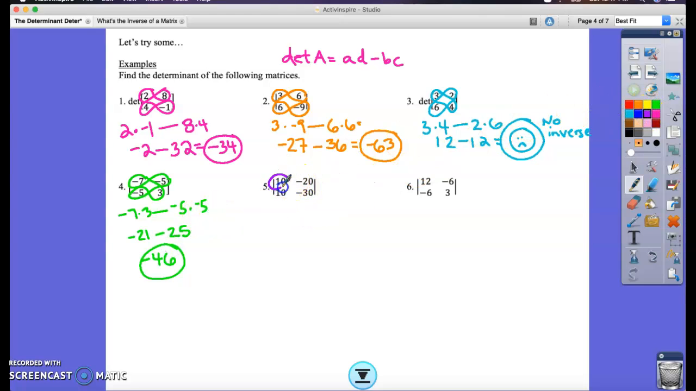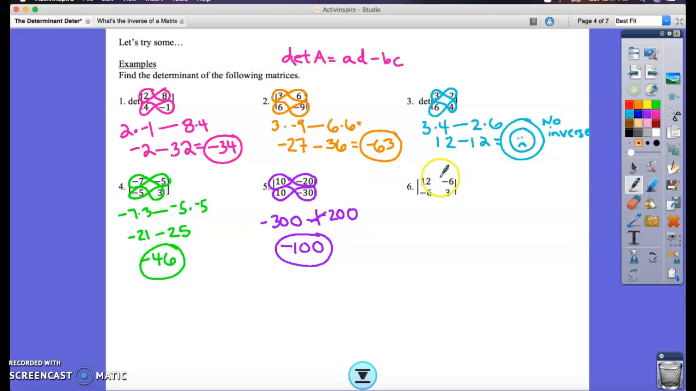All right, 10 times negative 30 is negative 300. Minus negative 20 times 10 is negative 200. 2 negatives make a positive. If I owe 300 and I have 200, negative 100 will be the determinant.